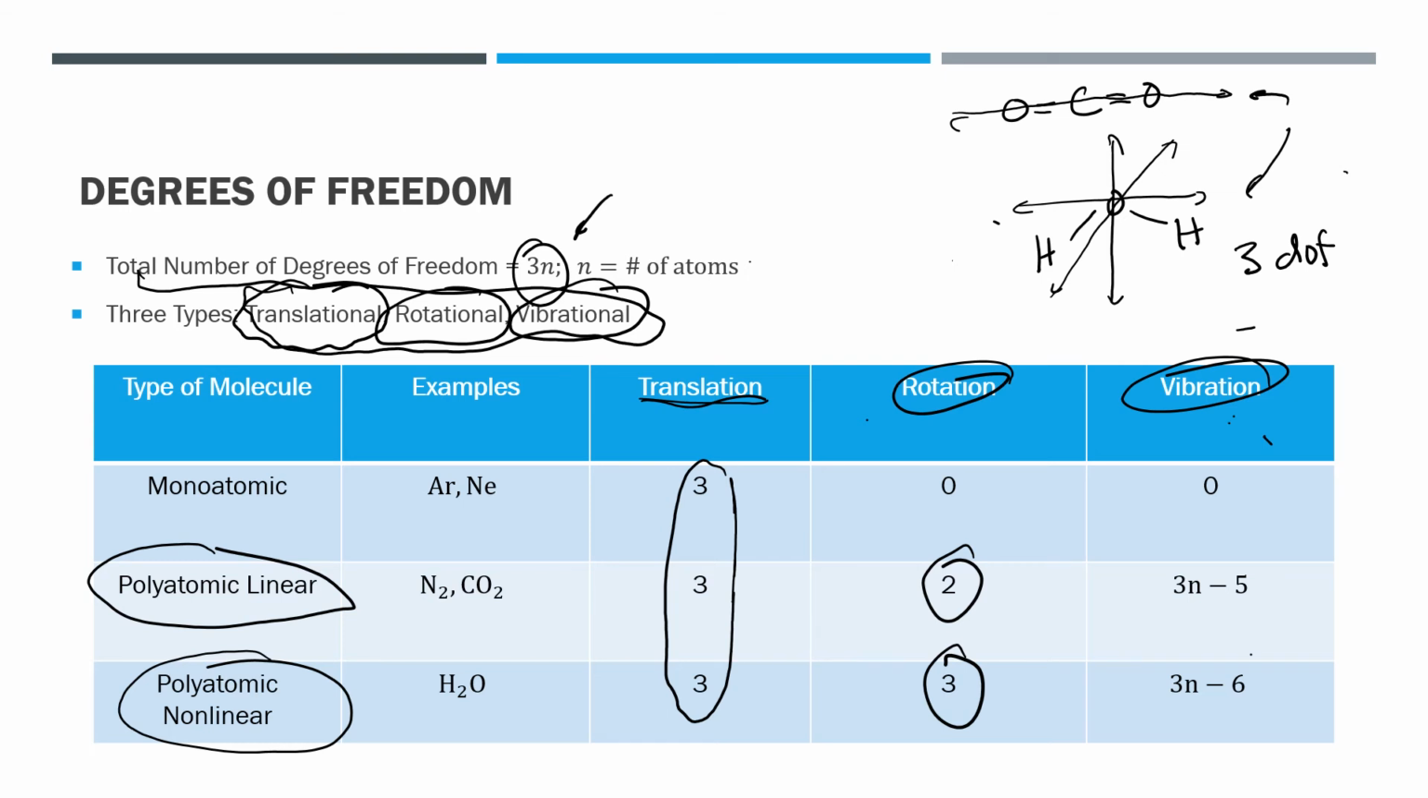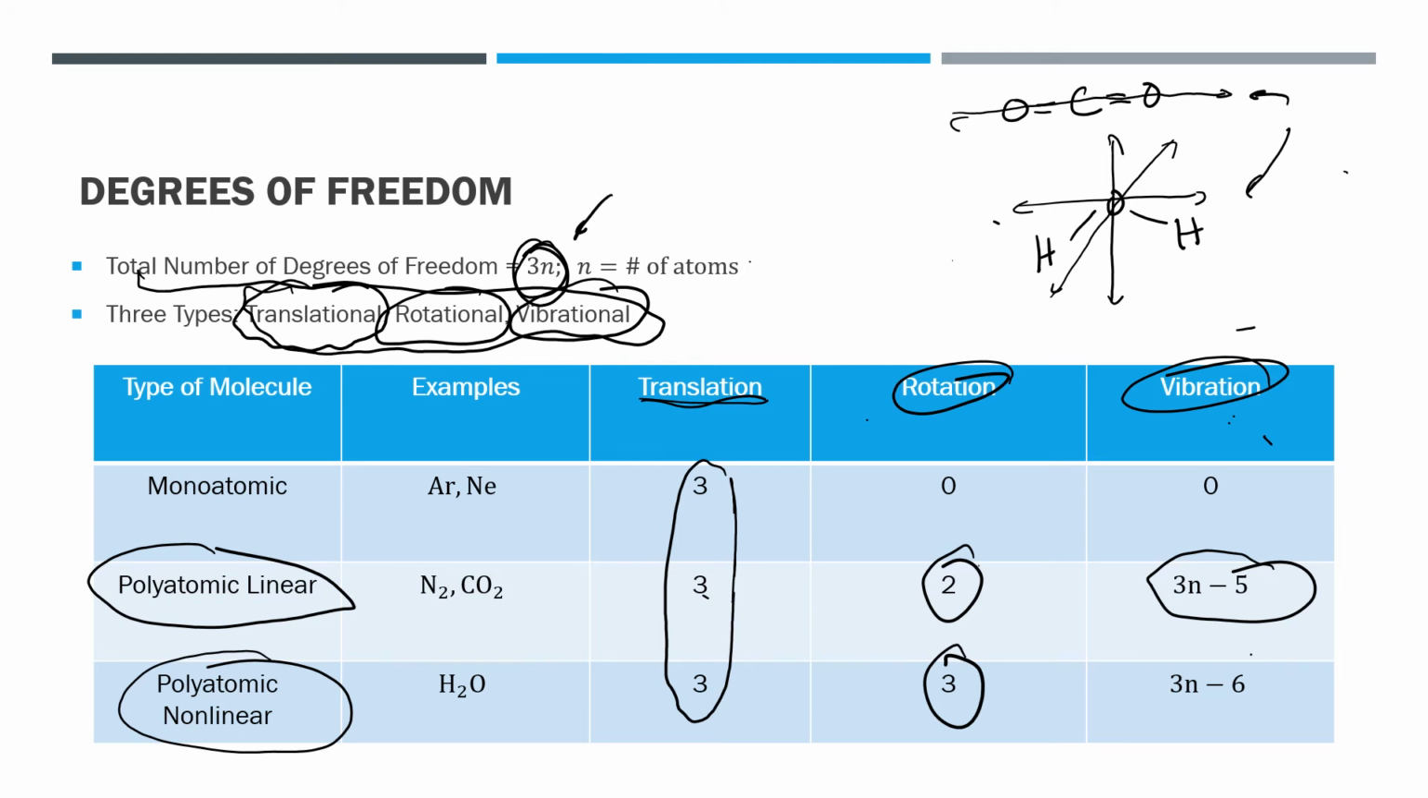And finally, let's talk about vibration, right? We basically find vibrational degrees of freedom by knowing that the total sum has to be 3n. So remember this: the total number of degrees of freedom has to equal 3n. And we know the translational and rotational degrees of freedom. So we say, okay, the sum of everything has to be 3n, so what does the vibration need to be? If we have 3 translation and 2 rotation, and the sum needs to be 3n for everything, we know that vibration needs to be 3n minus 5.